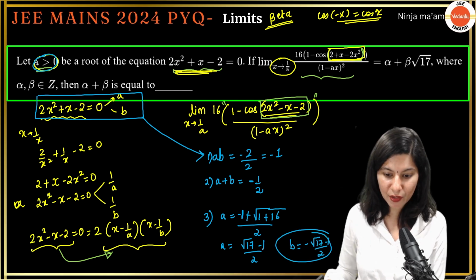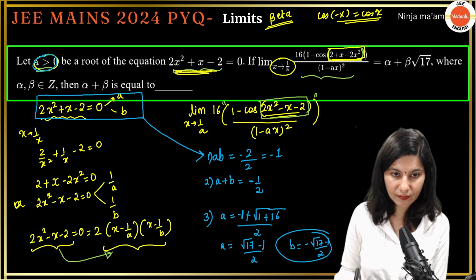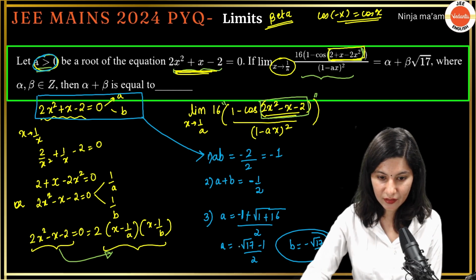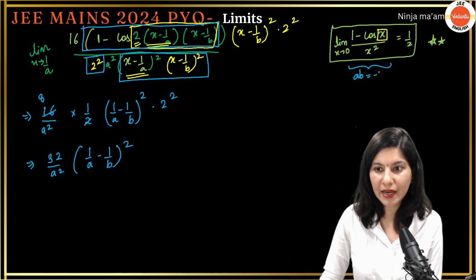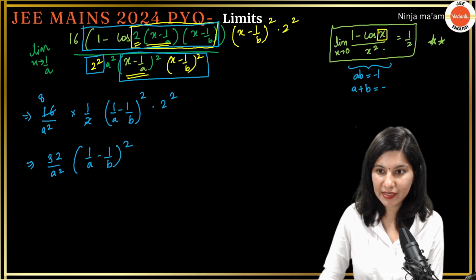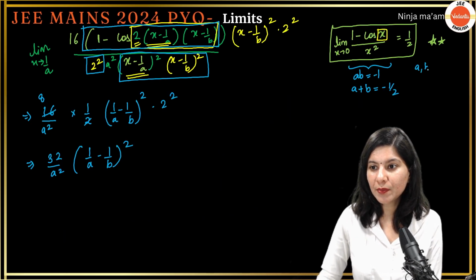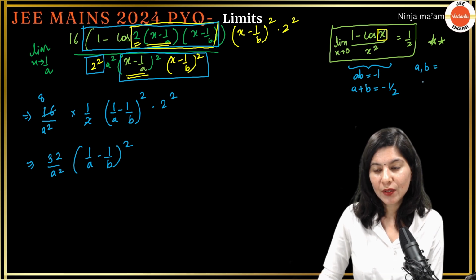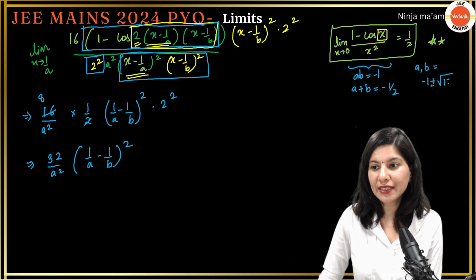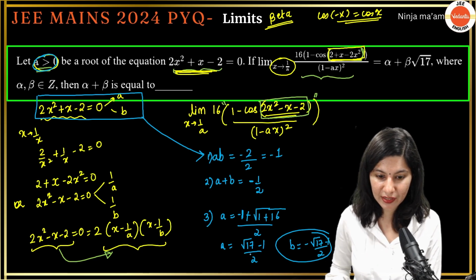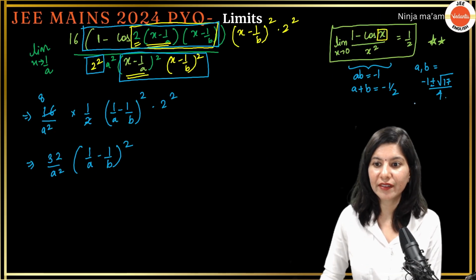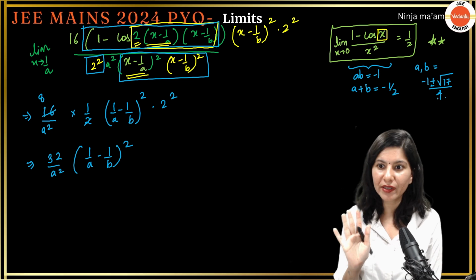Maybe you're not able to see it, so let me just write it on the next page. So what we are getting is ab is minus 1 and a plus b is equal to minus 1/2, and a comma b is equal to minus 1 plus minus root 17 by 2 times a. Sorry, so 2 times 2 is 4, so this is 4 over here, upon 4. Correct. Now we are done. We just have to plug in the values.